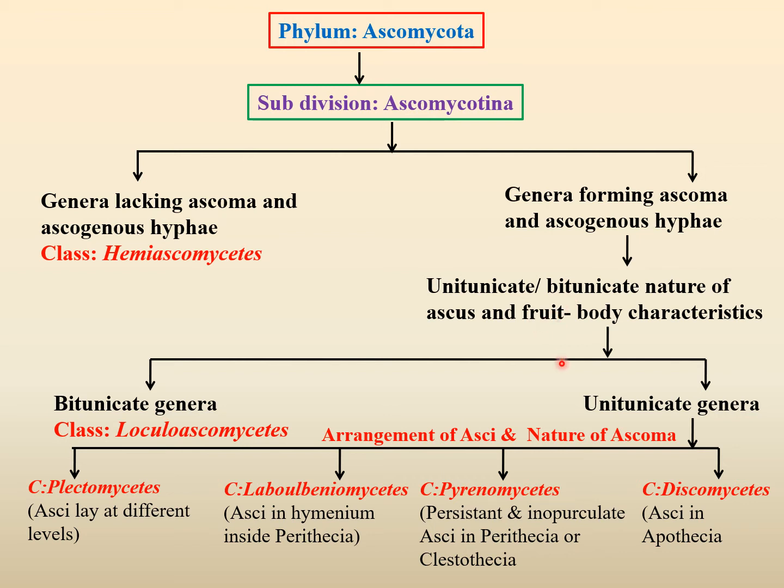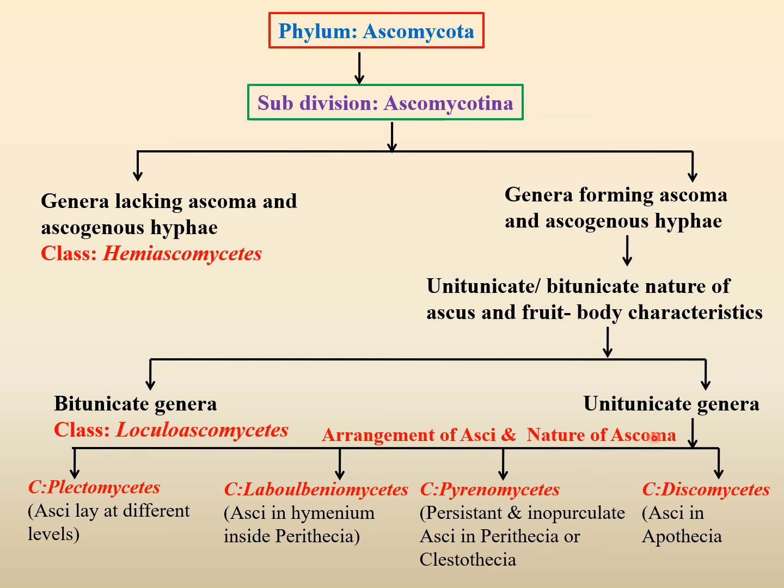And if it is a bitunicate genus, it means the ascus has two layers, the inner tunica and the outer tunica. The inner tunica will come out during the release of ascospores, whereas in the case of unitunicate, the outer tunica and inner tunica do not separate during release of ascospores. Under bitunicate genera, only one class is there, that is Loculoascomycetes.